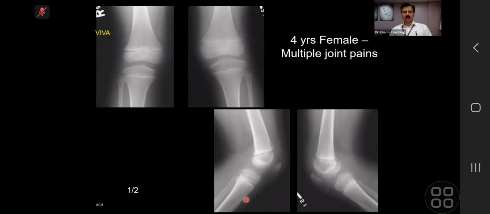Okay, so what is your conclusion? 4-year-old, multiple joint pains. What do you think is happening? Maybe it's juvenile arthritis. And why do you say that? How do you explain this enlarged epiphysis or asymmetrical epiphysis? I'm not really sure, but maybe it's from the inflammation and the hyperemia and the synovitis. Okay, well done. Excellent.